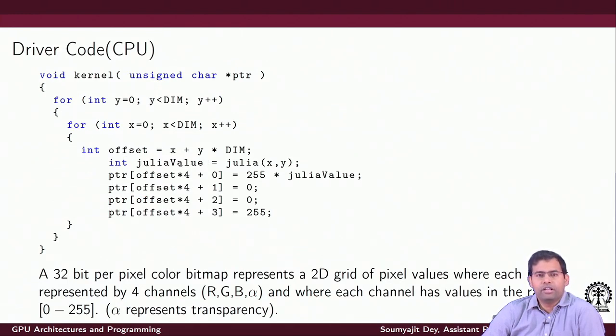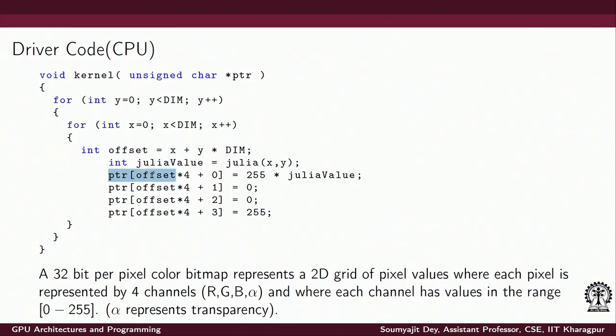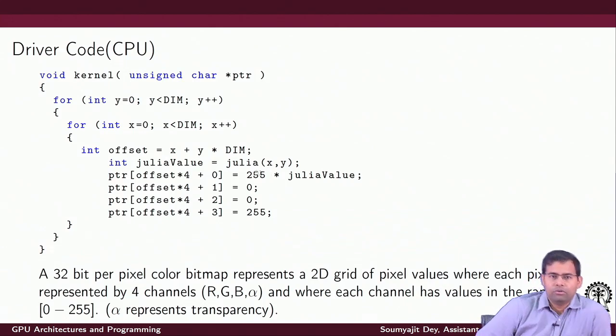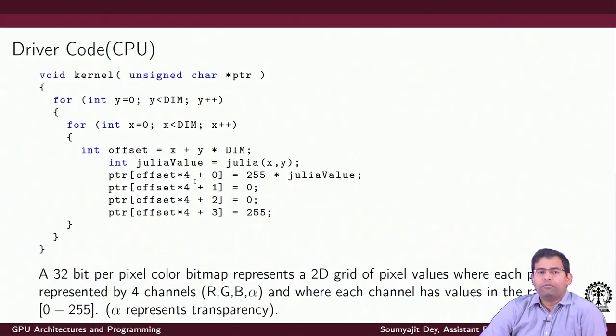So, if it is really a member, then the Julia value would get a value 1, right. Now, if it gets a value 1, then we have this corresponding location. That means the offset times 4 plus 0 is being assigned the value 255, right. Now, why do I have this offset getting multiplied by 4?